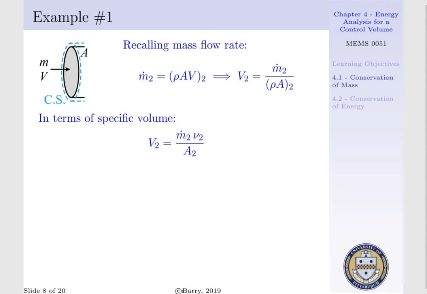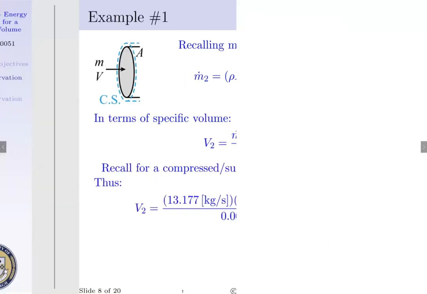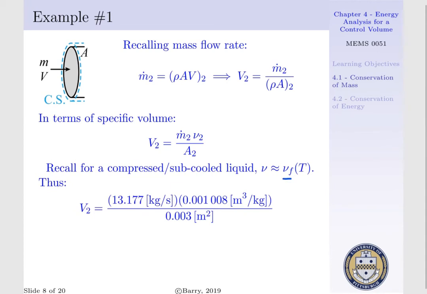Our specific volume at state 2 is going to be equal to that of our saturated liquid specific volume evaluated at 40 degrees centigrade, for this is a compressed subcooled liquid. Thus, our velocity at state 2 would be equal to our mass flow rate, 13.177 kilograms per second, times our saturated liquid specific volume, 0.001008 meters cubed per kg, per our cross-sectional flow area, 0.003 meters squared. Thus, evaluating this expression, our velocity at state 2 is 4.427 meters per second.